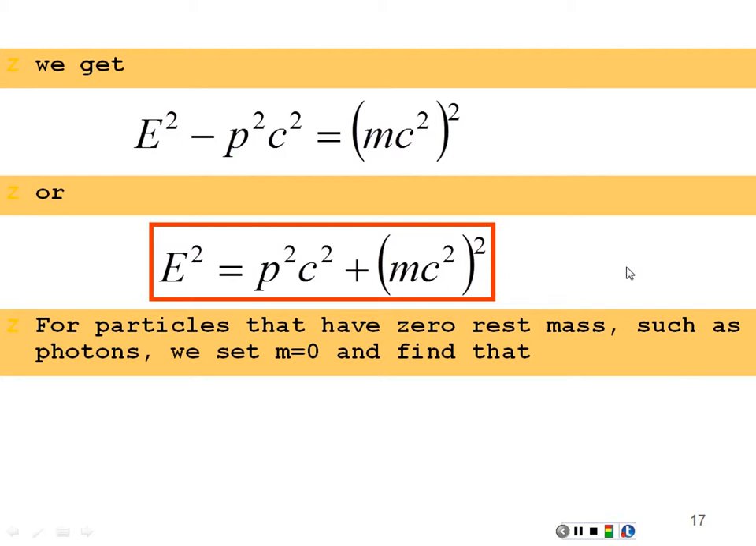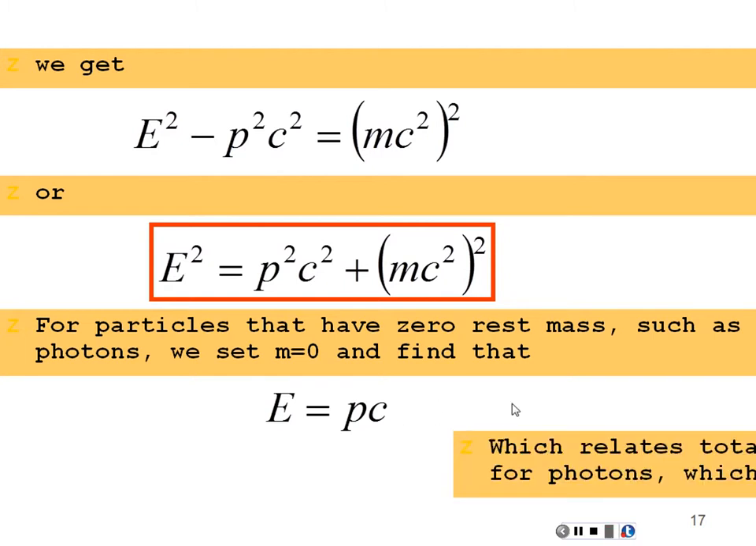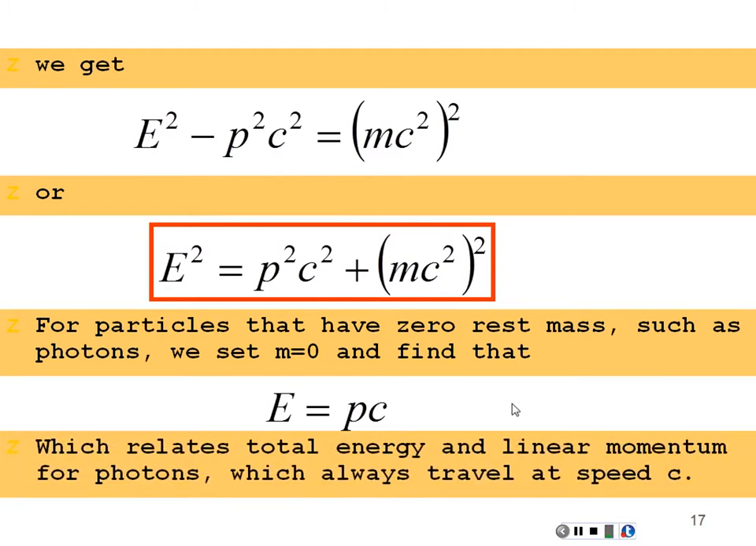For particles that have 0 rest mass, where m is 0, like photons, we would set m equal to 0, and we'd simply have E squared equals p squared c squared, or the energy is equal to the momentum times the speed of light. That's for photons. This relates to total energy and linear momentum of photons, which travel at the speed of light and have no rest mass. They have equivalent mass due to their energy, but not a rest mass.